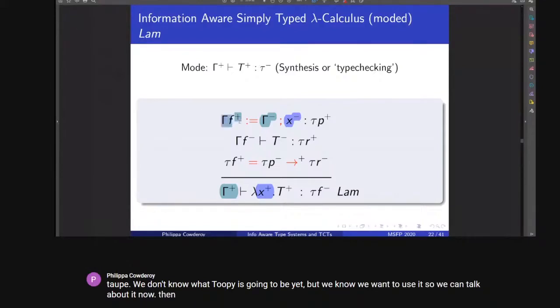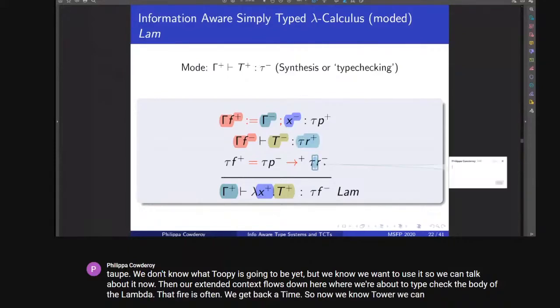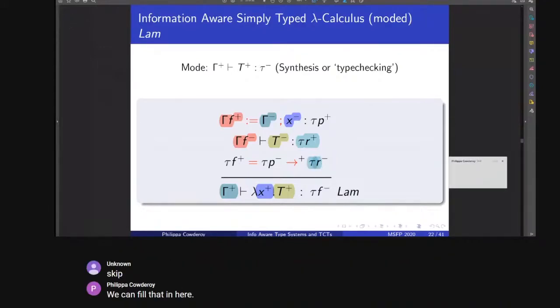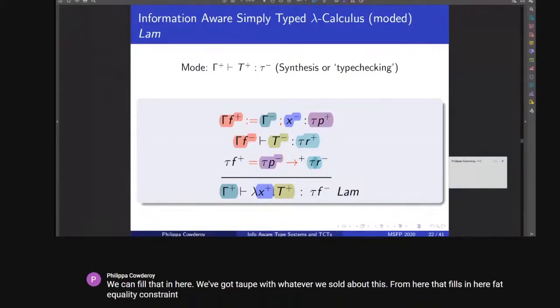Then our extended context flows down here, where we're about to type check the body of the lambda. That fires off and we get back a type. So now we know tau r, we can fill that in here. We've got tau p with whatever we solved about it. From here, that fills in here. That equality constraint can fire, and now we know the type of the function represented by the lambda.